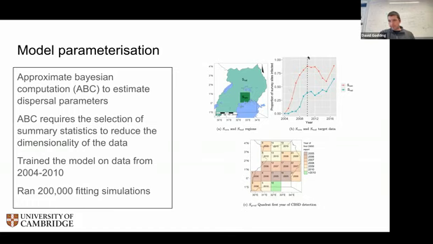What is essential is to not use all of the data for the training for this parameterization step. We showed it half the data, just from 2004 up to 2010, and used the remainder of the data from 2010 onwards to validate the model.